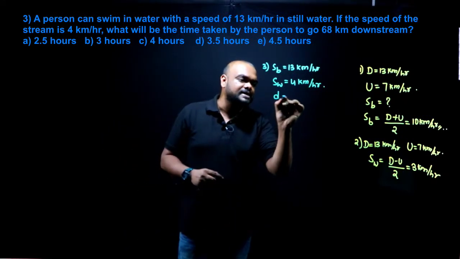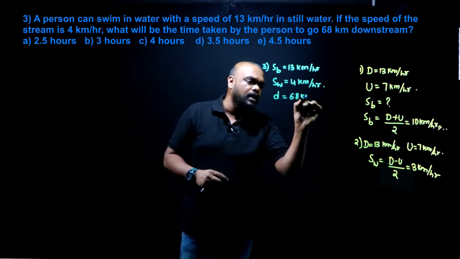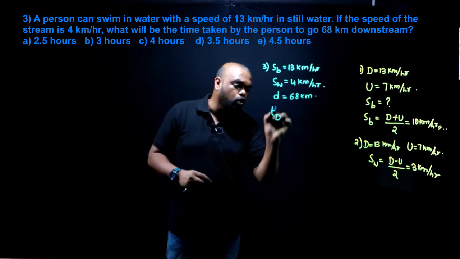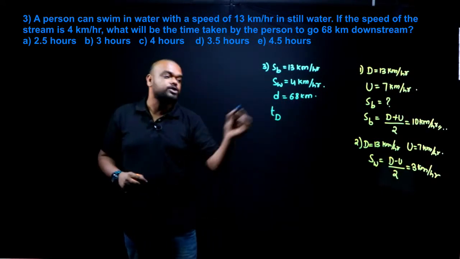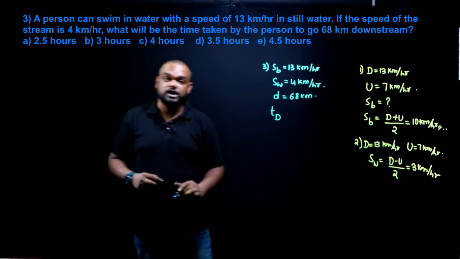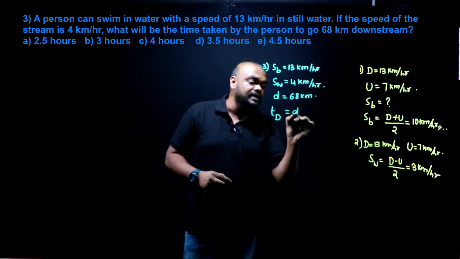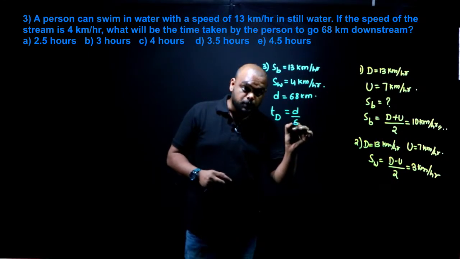He is giving us a distance of 68 km. He is asking what is the time taken by the person to go 68 km downstream. Time taken during downstream. Now, how do we calculate time? Time is distance by speed. Which speed do we have to use?